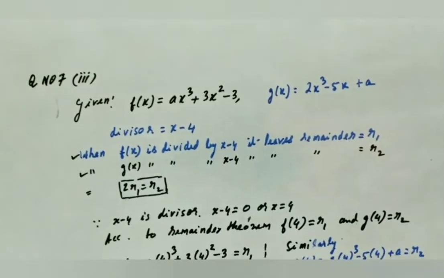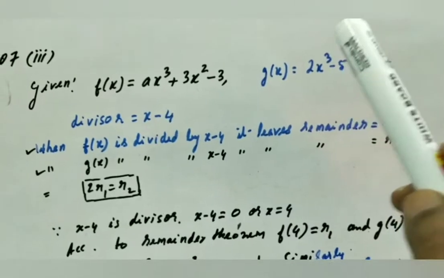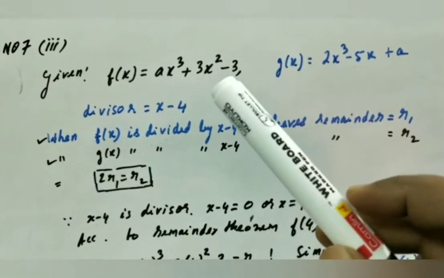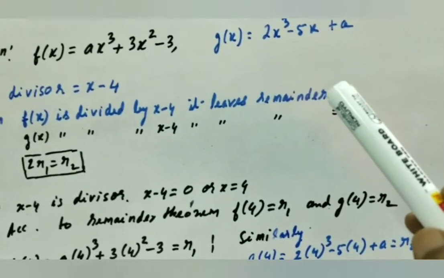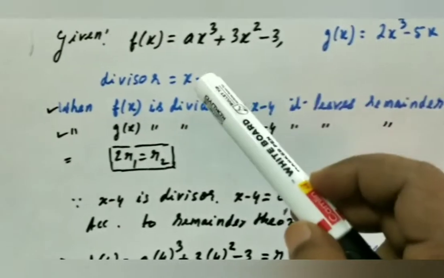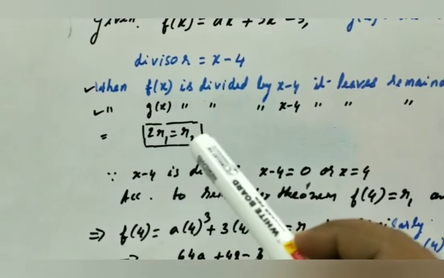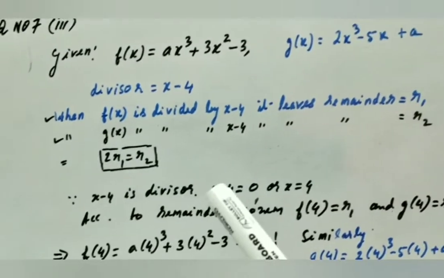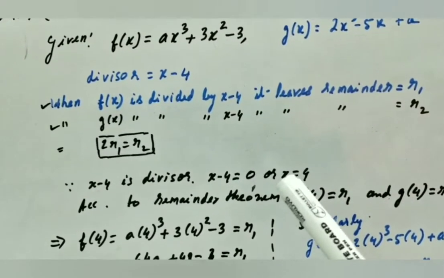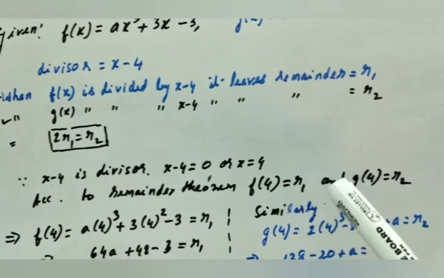This question is from your book. They have given two polynomials and they have said that when f(x) is divided by x minus 4, the remainder is r1. When g(x) is divided by x minus 4, the remainder is r2. And they have given the relationship between r1 and r2. So since x minus 4 is a divisor, x is equal to 4 according to the remainder theorem. So f(4) is r1 and g(4) is r2.